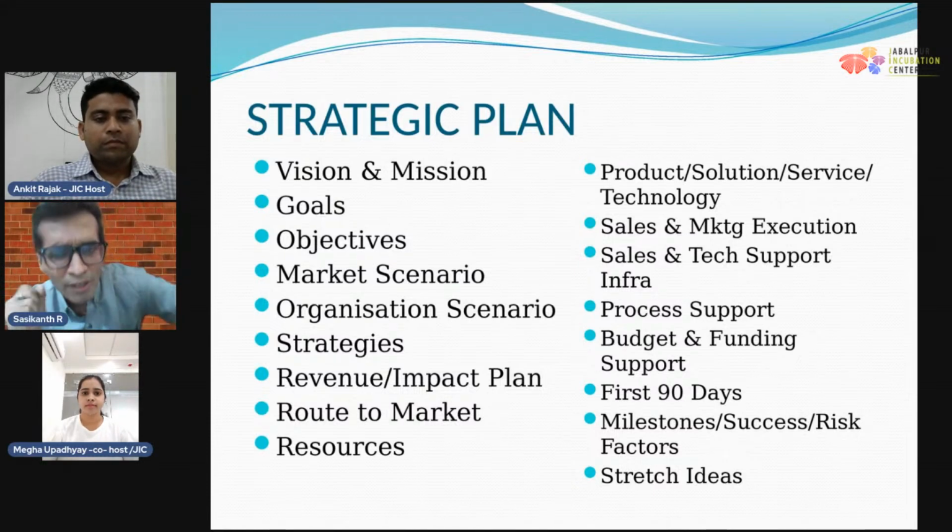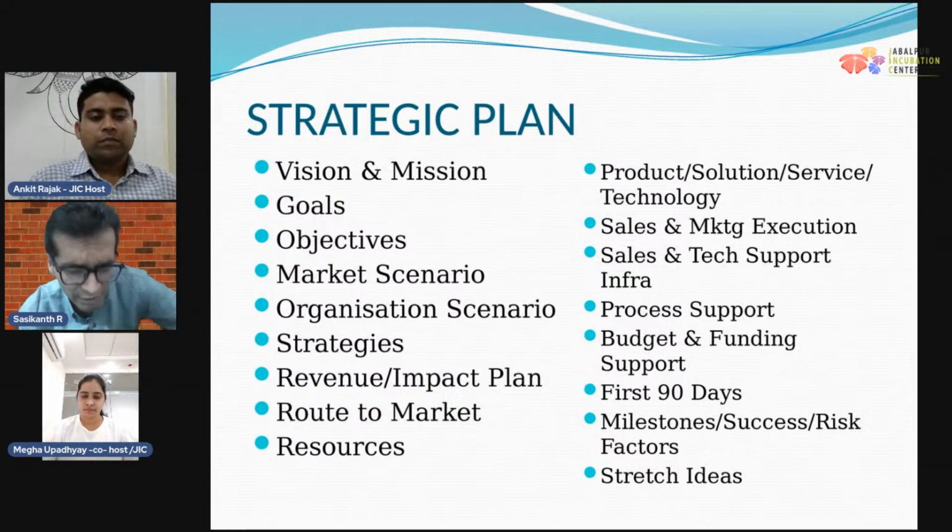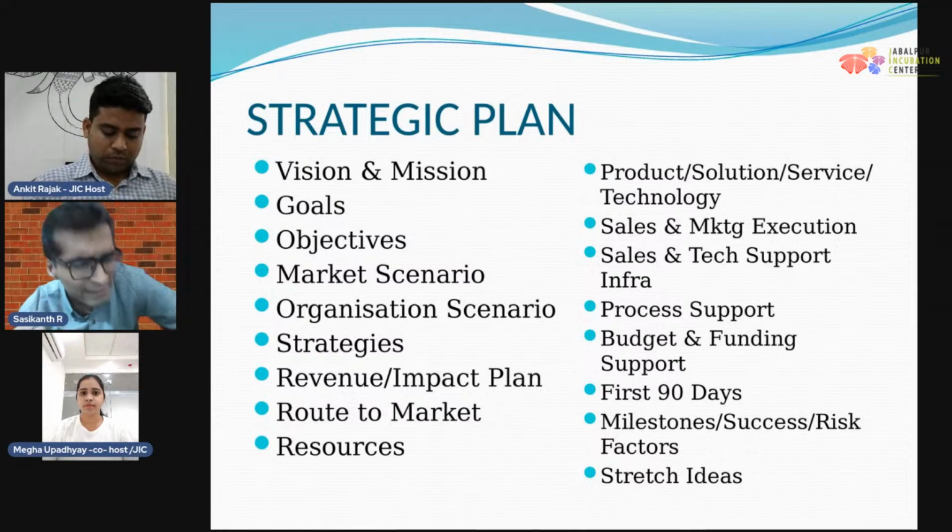Then coming to your sales and tech support infra. So how much overall sales and tech support will you be needing for the company, right? That's important here, because without a sales infrastructure or a sales support infrastructure, you will not be able to fulfill the customers or realize the revenue. So sales support infrastructure is very important, and obviously technical support infrastructure.